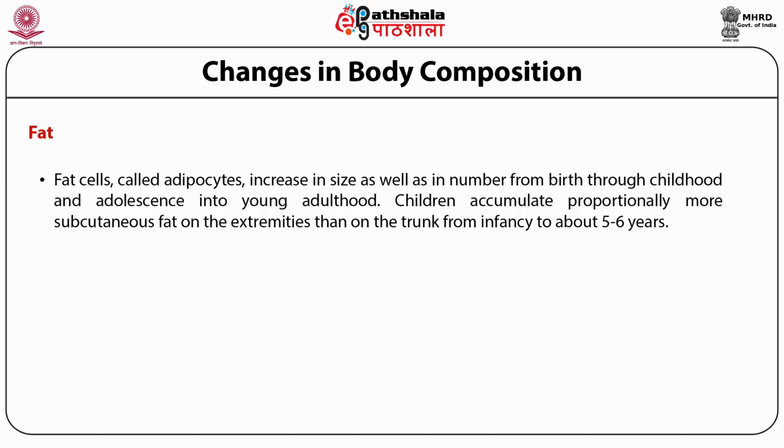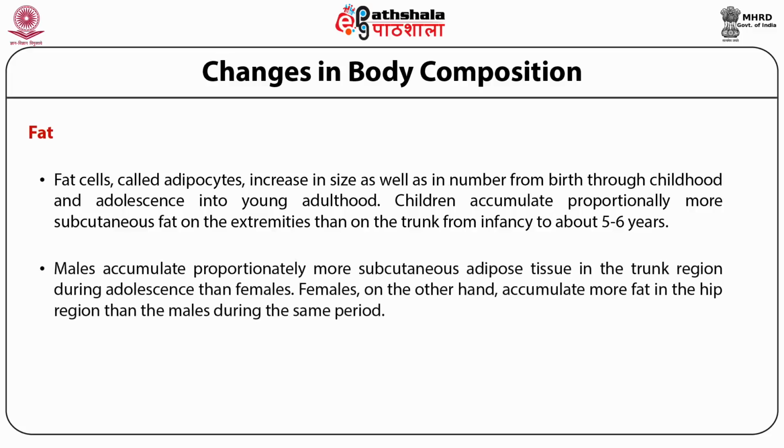and adolescence into young adulthood. Children accumulate proportionally more subcutaneous fat on the extremities than on the trunk from infancy to about 5 to 6 years. Then, proportionally, more subcutaneous fat accumulates gradually on the trunk until adolescence. Males accumulate proportionately more subcutaneous adipose tissue in the trunk region during adolescence than females. Females, on the other hand, accumulate more fat in the hip region than the male during the same period.